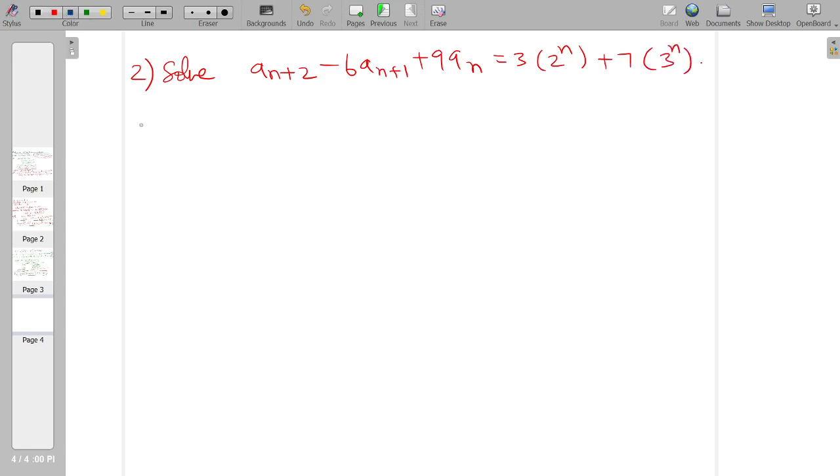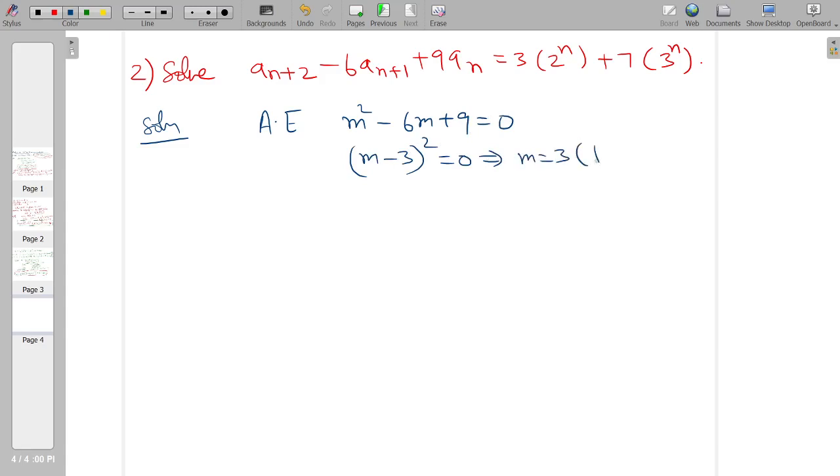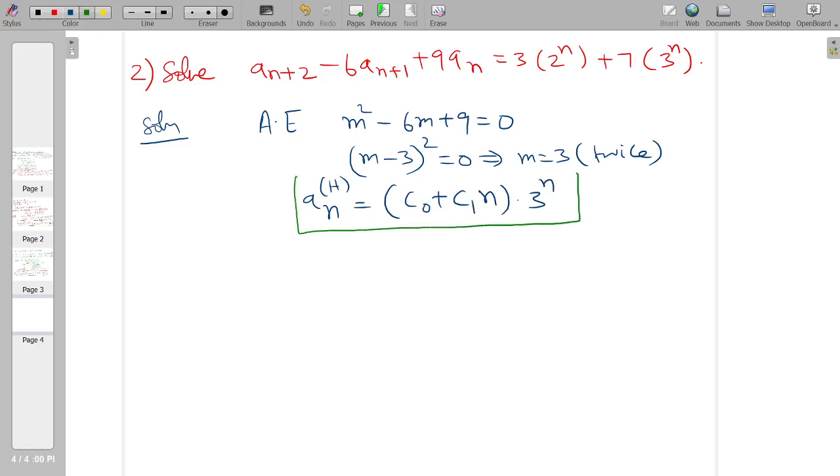Okay, now as usual, I will first find the auxiliary equation. I will have m squared minus 6m plus 9 is equal to 0. And this would give you m minus 3 the whole squared is equal to 0, or m is equal to 3. That gets repeated twice. So your homogeneous solution would be c0 plus c1n into 3 power n. Okay, so the first part is finding out the solution to the homogeneous equation.